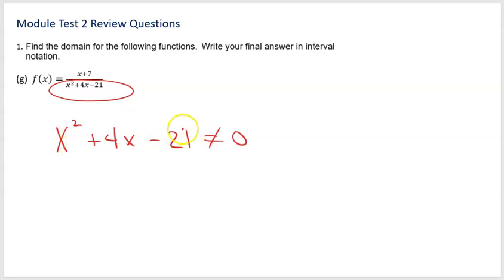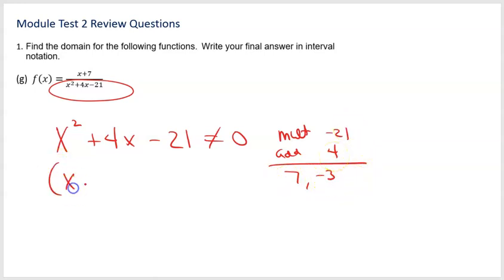If this will factor, I should factor it. Now to factor this, I'm looking for numbers that multiply to be negative 21 and at the same time add to be positive 4. And we know that would be a 7 and negative 3, right? Check it. Multiplies to be negative 21, adds to be positive 4. So when I factor, that's x plus 7 times x minus 3 is not 0.